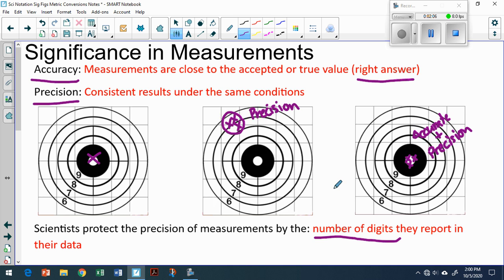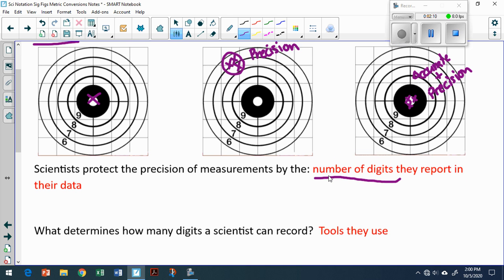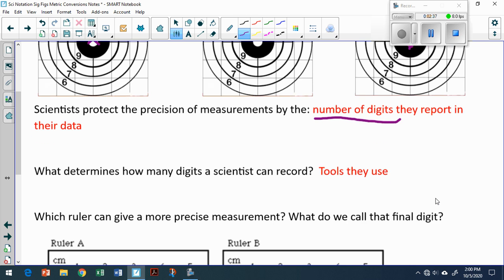So scientists agree on a set of rules related to the number of digits based on the tools that they use. So think about taking a measurement. If I'm measuring mass, I might be using a scale. If I am measuring length, I might be using some sort of a ruler. If I am measuring volume, I could use a graduated cylinder. Whenever possible, I want to choose a tool that reports as much precision or digits as I can. So let's take a look at an example.